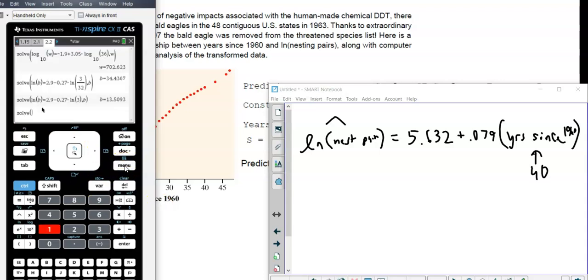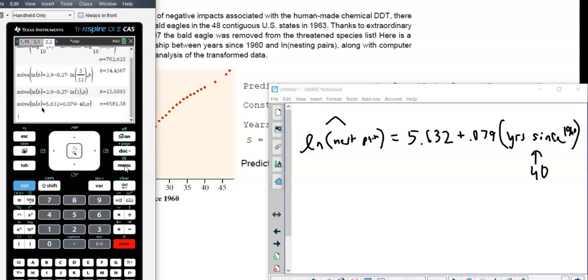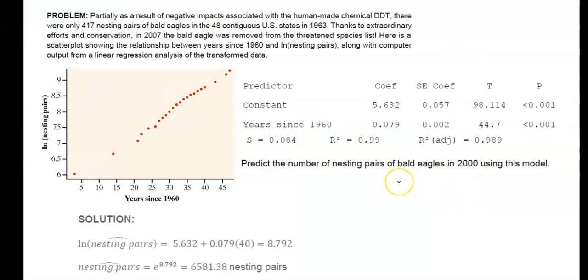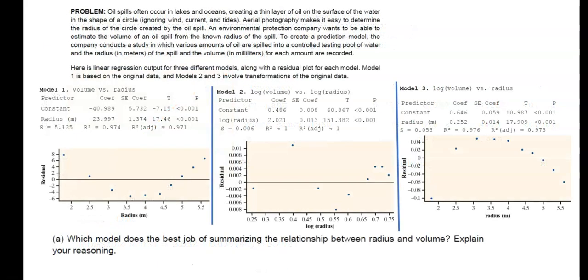So menu 3.1, natural log of n for nesting pairs equals 5.632 plus 0.079 times 40, comma, the variable we're solving for, which is n for nesting pairs. So we get 6581.38 nesting pairs. That's right. So they used math to get that. They put it into exponential form from natural logarithm form. You can do that if you want to.